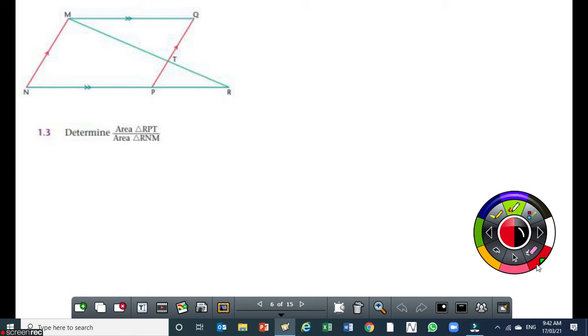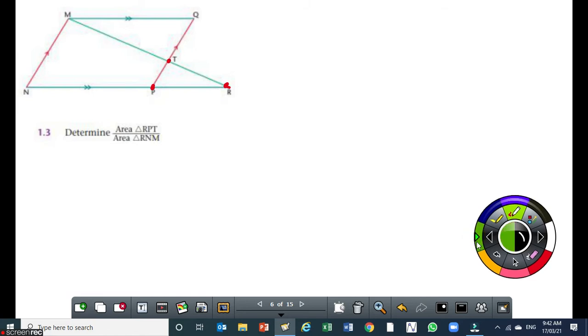We have got triangle RPT, that's RPT. Then the second one is RNM. Those are the two triangles. What do you notice about the two? They share a common vertex. What else?